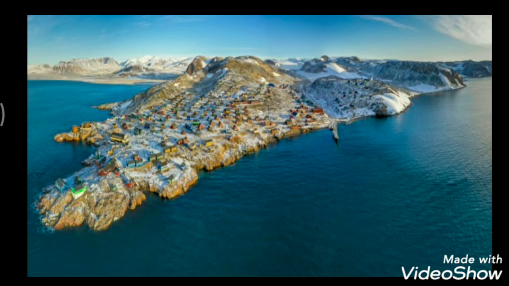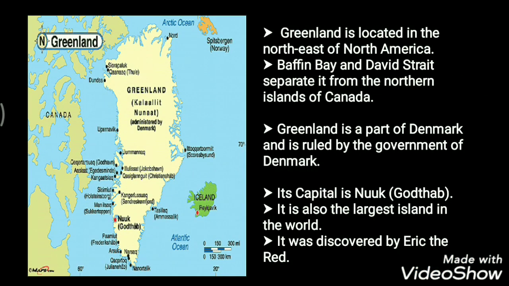Greenland is an island in the North Atlantic Ocean. It lies in the Arctic Circle around the North Pole. If you see the map of Greenland, it's located in the northeast of North America, and Baffin Bay and Davis Strait separate it from the North Islands of Canada.